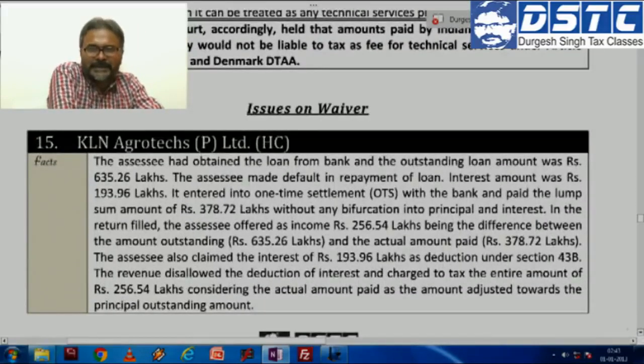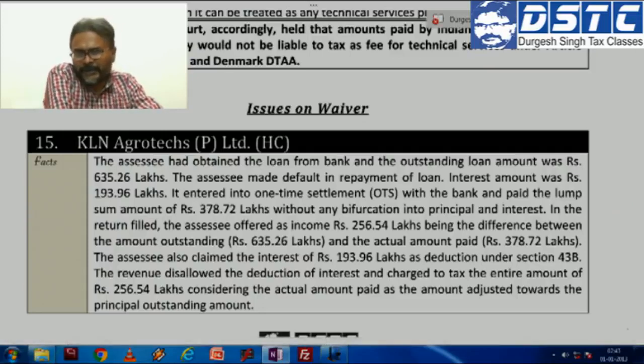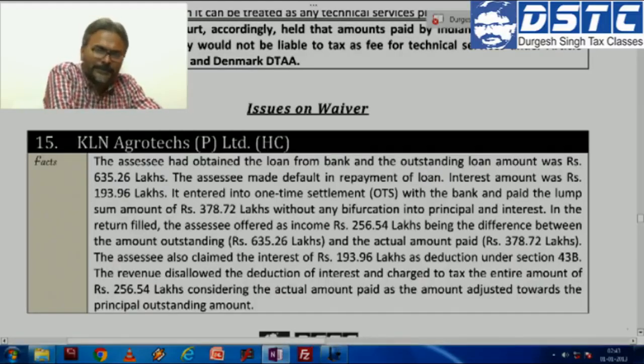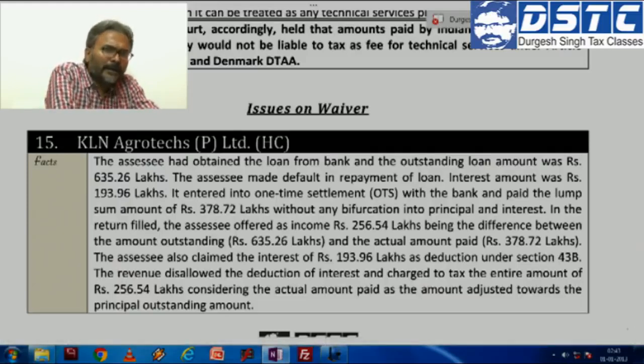So this was the set of judgments in respect of the case laws. Now comes the issue on the waiver part. Now students, what exactly is this issue on waiver all about? There are a series of cases wherein some waivers have been made, and accordingly the question is whether those waivers will be considered as income or not.